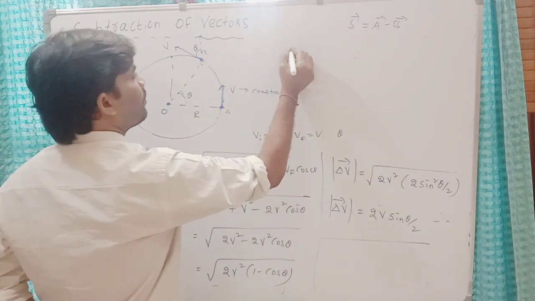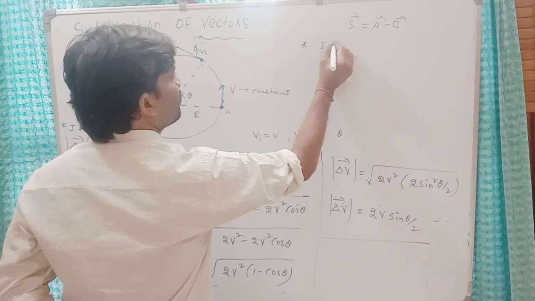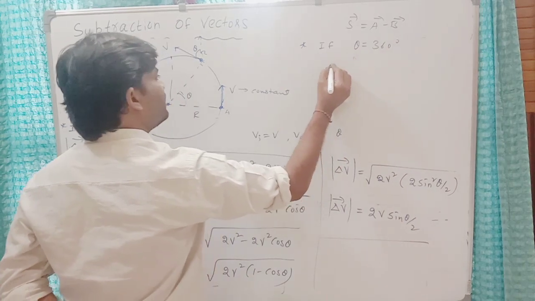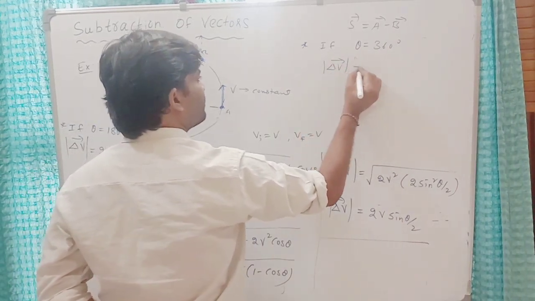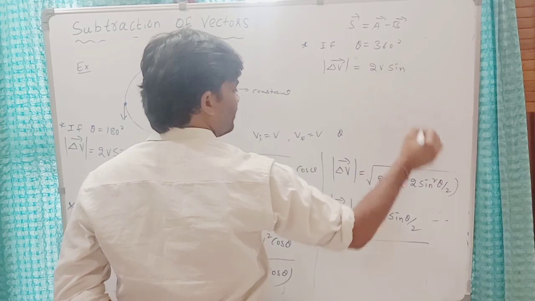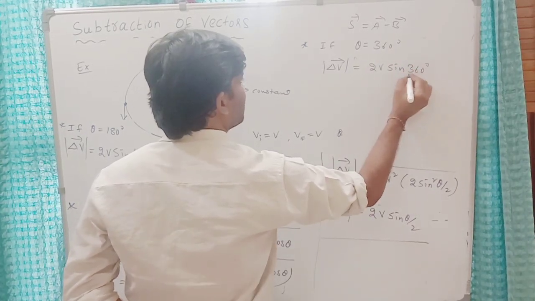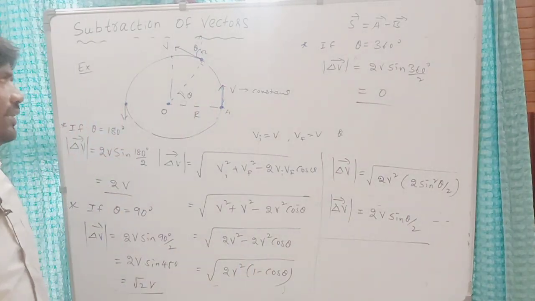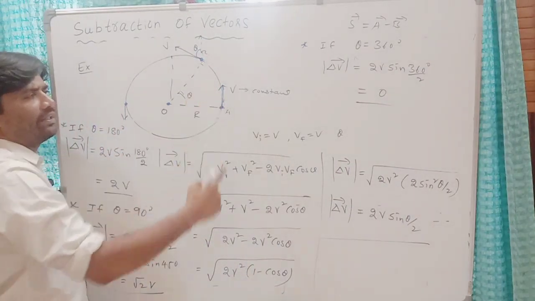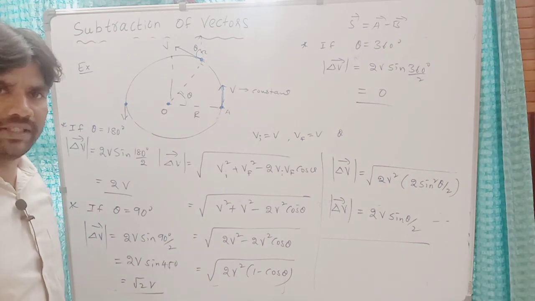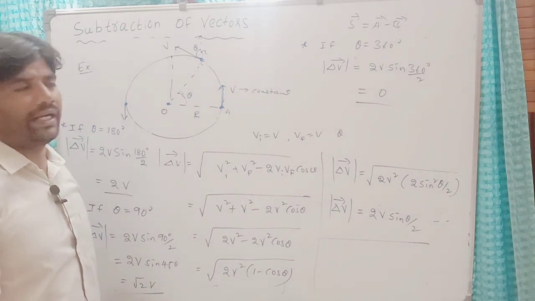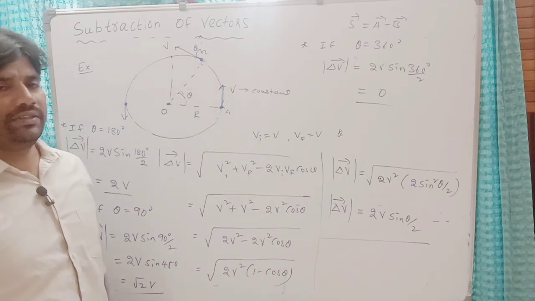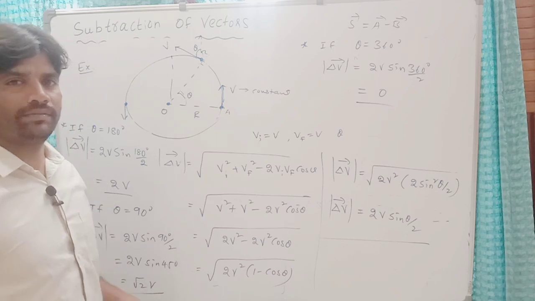For one complete revolution, the angle is 360. Then the change in velocity in magnitude is 2v sin 360 by 2, which is sin 180. This is 0, no change in velocity, because the particle comes to the same position, with the same speed and same direction. There is no change in speed and direction when it completes one revolution. That is why the change in velocity is 0. Clear?